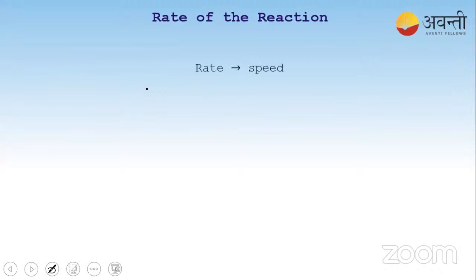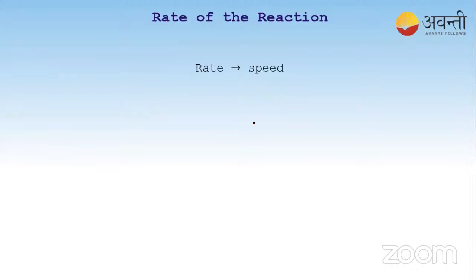As I told you, when I showed you a car, I talked about the rate in terms of speed, right? So what is meant by speed? How do you calculate the speed of a particular car?